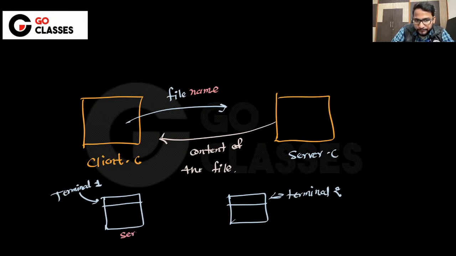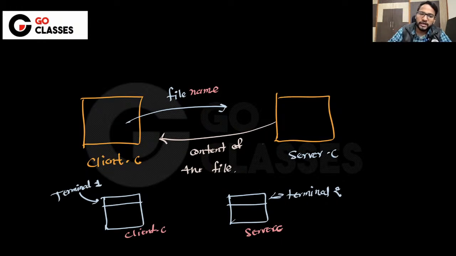Now just tell me, here I need to run client.c, and I need to run server.c here, but let's suppose I have not started running yet. Suppose I want to facilitate this communication, which means I have finished writing client.c and server.c, and the client is asking for some file and the server will return the data of that file.